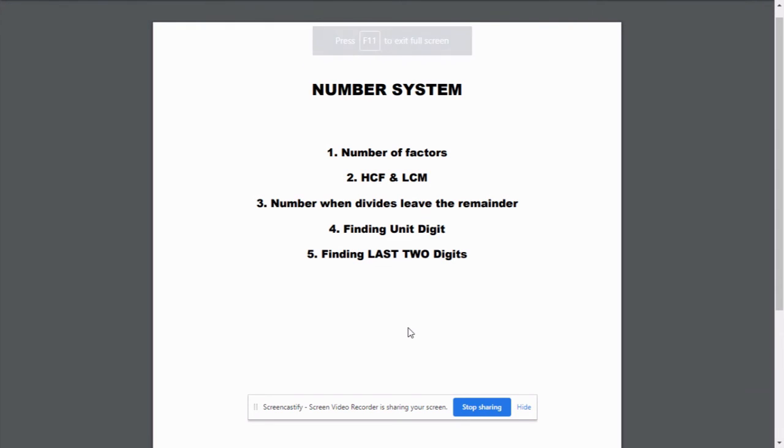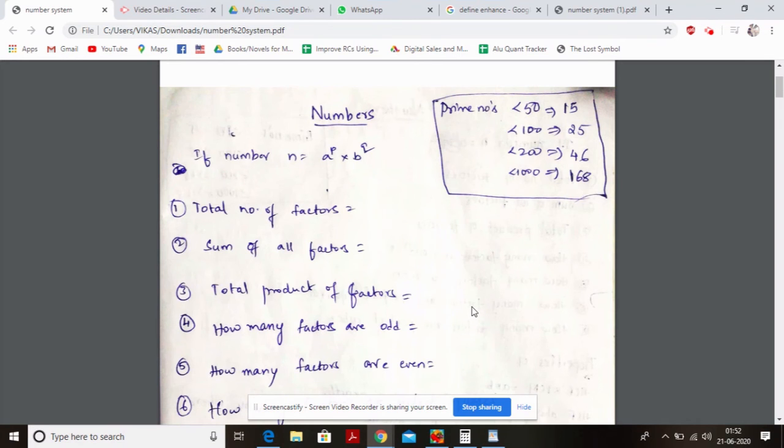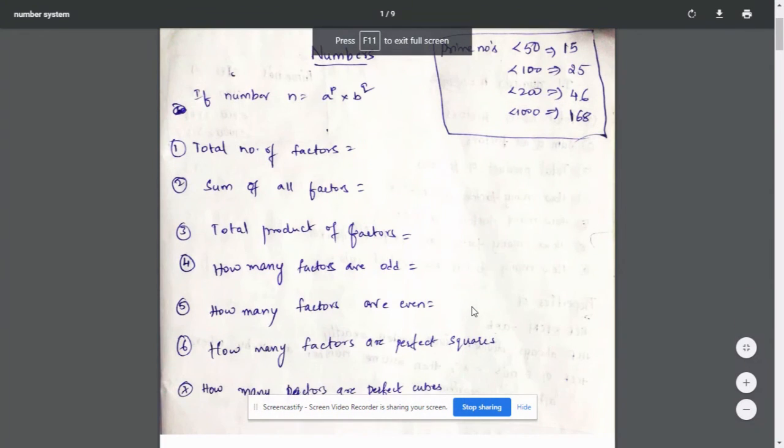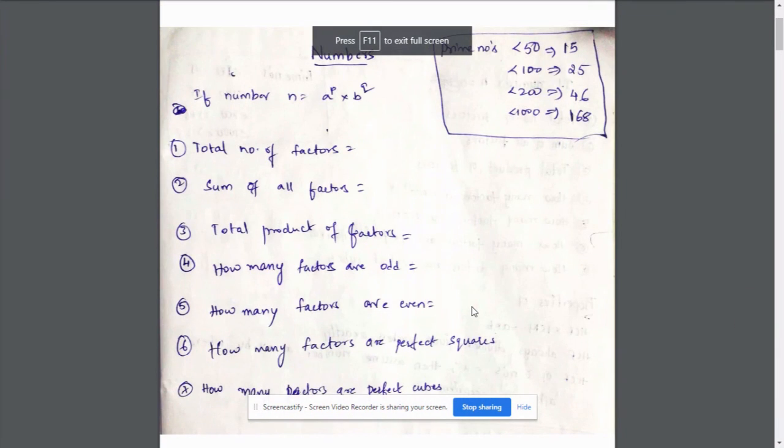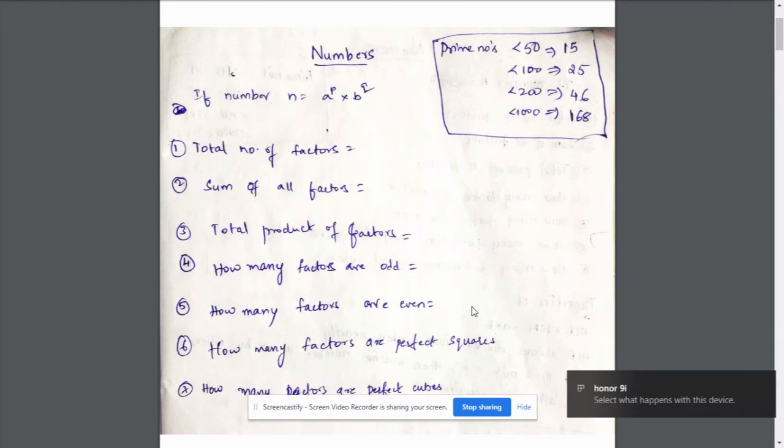Most of the people feel difficulty among these topics in number systems. I would like to take 1 minute for each topic, which will really help you in solving such questions without any nightmare anymore. So, the first topic is number of factors.